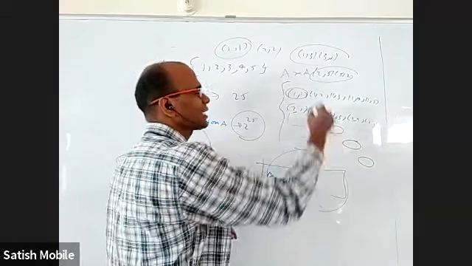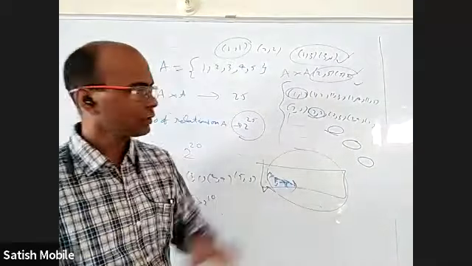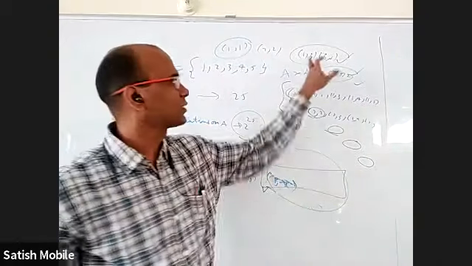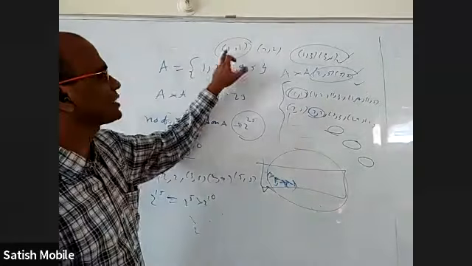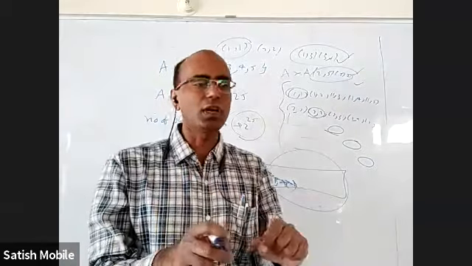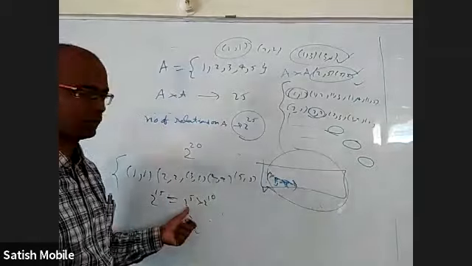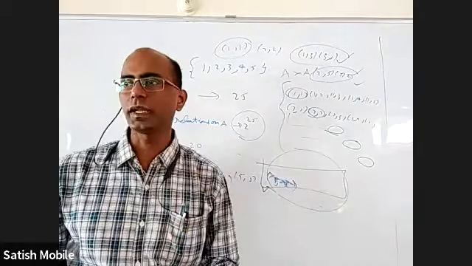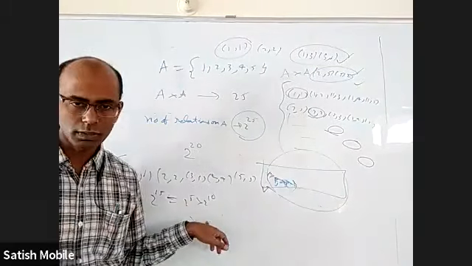So the rest of the 20 elements will become 10 pairs like this. Except these 5, the other 20 elements will become 10 pairs. Each pair, this and this together, should be either completely present or completely absent. These 5 elements, 1 comma 1, 2 comma 2, 3 comma 3, 4 comma 4, 5 comma 5, each one individually may be there or not. That is 2 power 5. The rest of the 10 pairs, each pair has a choice of being completely present or completely absent. That is 2 power 10, so altogether 2 power 15.